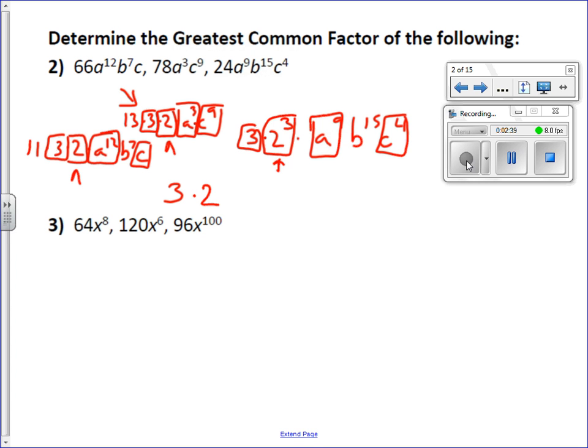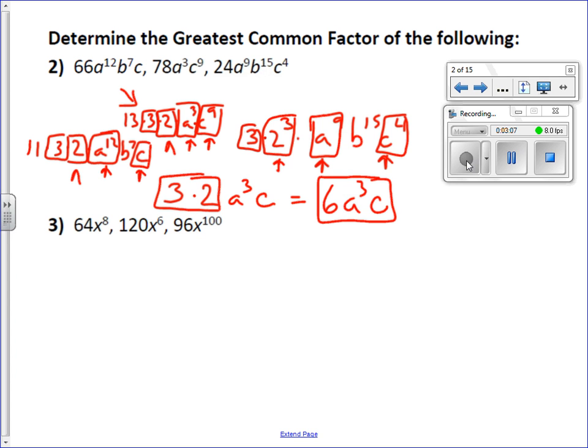When you look at a's, we have an a to the 12th, an a to the third, and an a to the 9th. We have to use the smallest power, a to the third. And then we look at c: we have a c to the first, a c to the 9th, and a c to the fourth. So our smallest is c to the first. So then we evaluate 3 times 2, which would be 6a to the third c. That would be the greatest common factor between the terms.